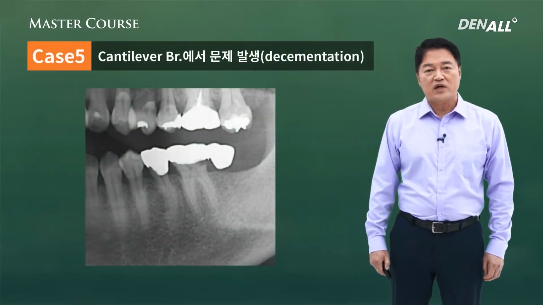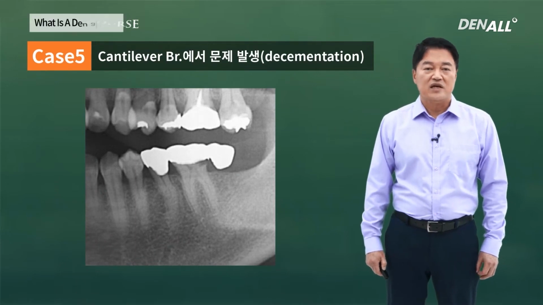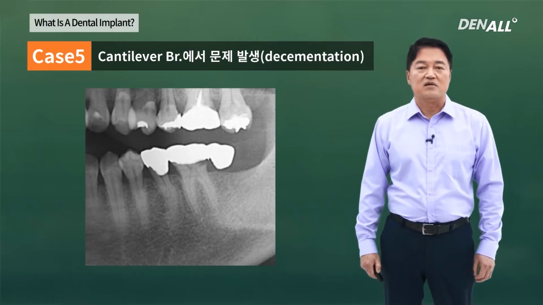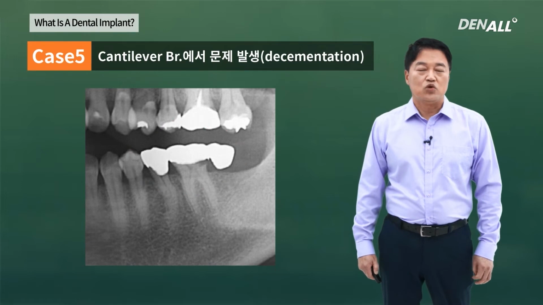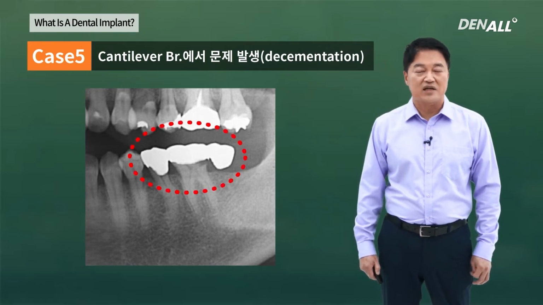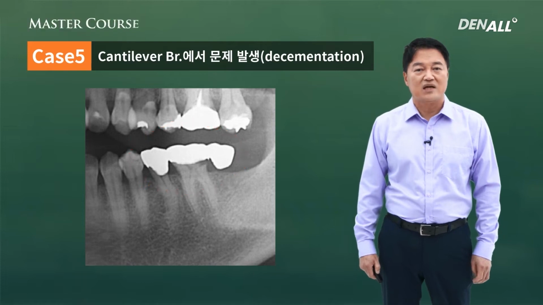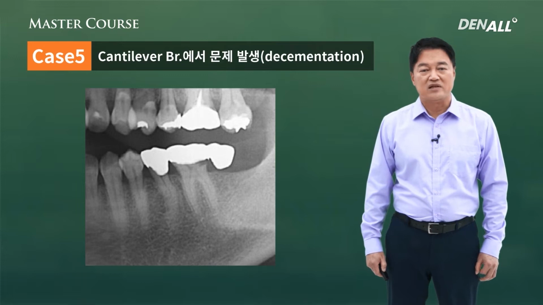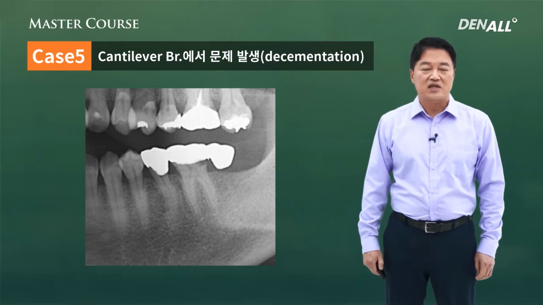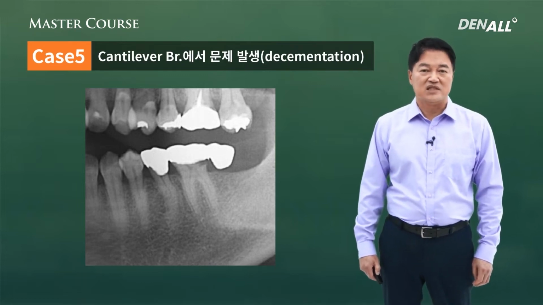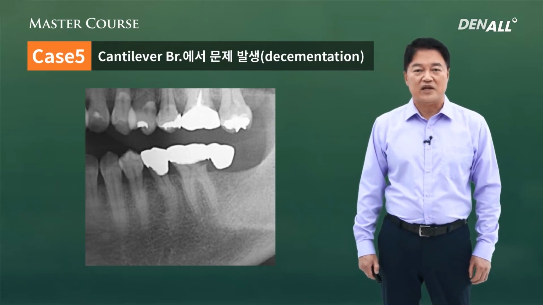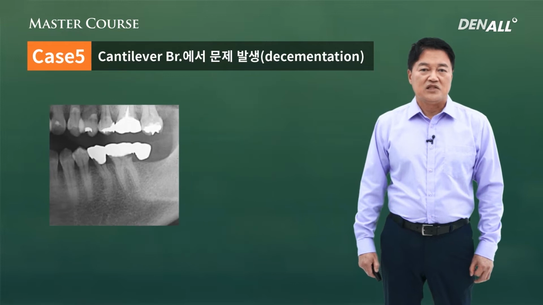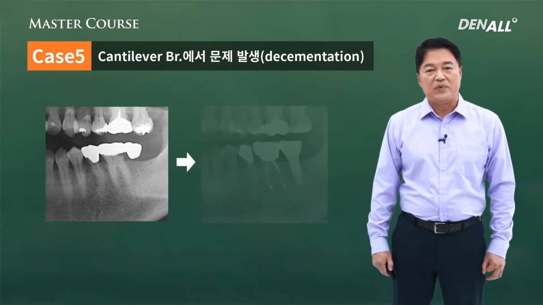Fifth case, the most distal molar was missing, the 2 teeth in the front. Cantilever bridge treatment was done. In the past, implant treatment was not done frequently, and this was done instead. However, in the most distal area, when there's occlusing force, the tooth in the front, the leverage force is applied there and decementation occurred and caries was observed.